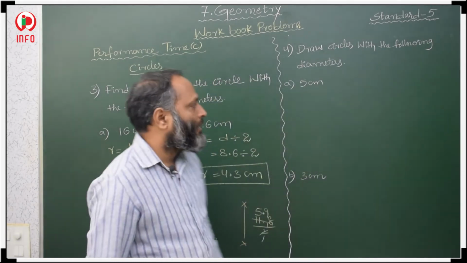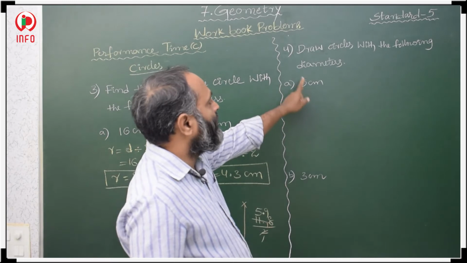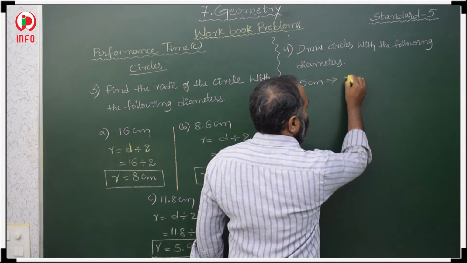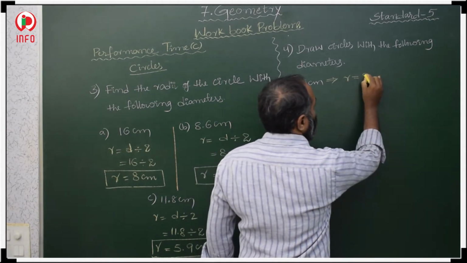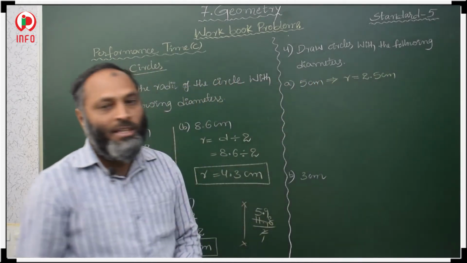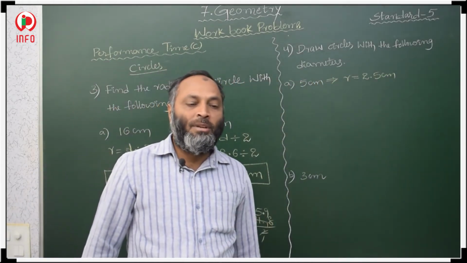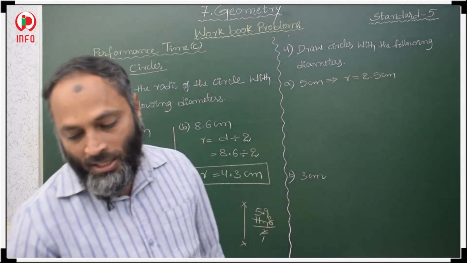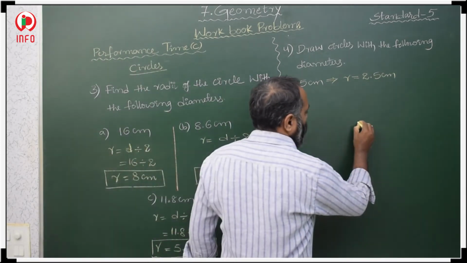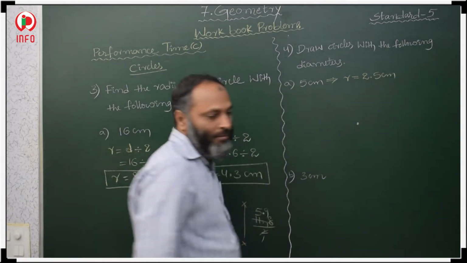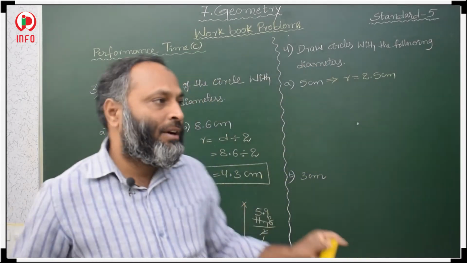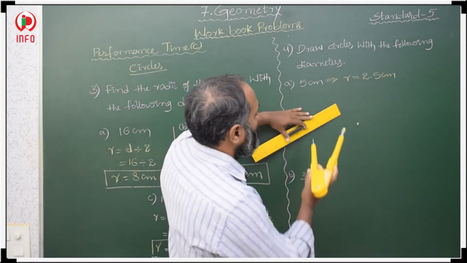Okay. Now draw the circle with the following diameter. Here diameter is given. Then what is the radius? Radius is half of diameter. 5 half is 2.5 centimeters. Using 2.5 centimeters, we have to construct a circle. So how to construct a circle? The similar method, first we have to mark a point like this, the center. Then after that, with a ruler and compass, we have to measure 2.5 centimeters on a scale.